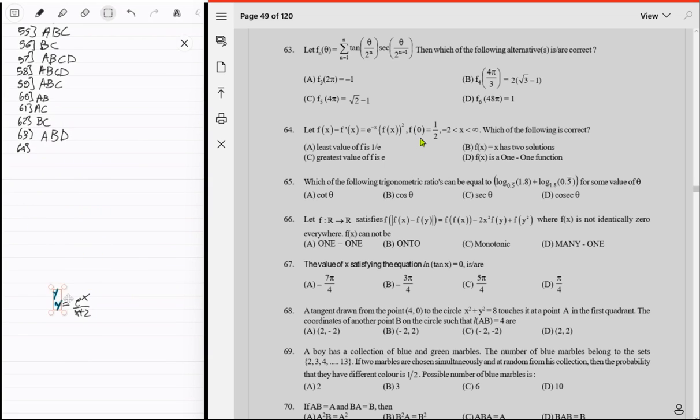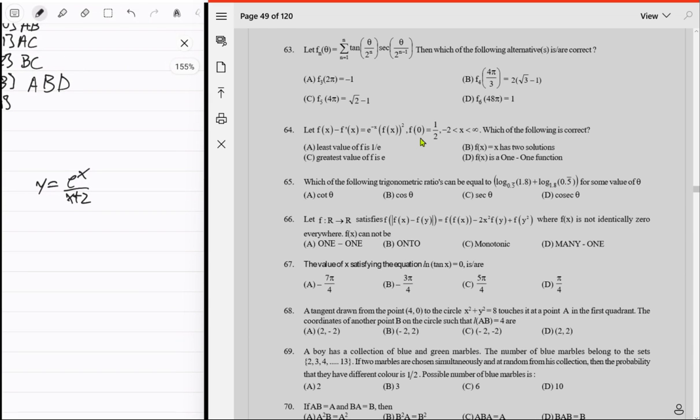So what do you want with this though? So y equal to e power x upon x plus 2. So the following is correct. x is between -2 and infinity. Basically, x plus 2 is positive. That's all I was saying. So the following is correct. Least value of f is 1 upon e.